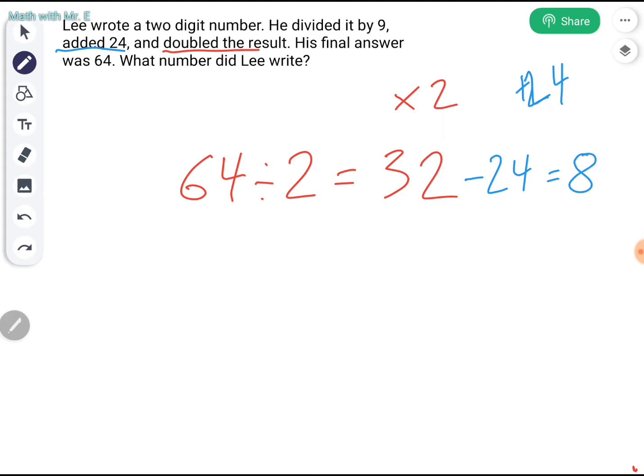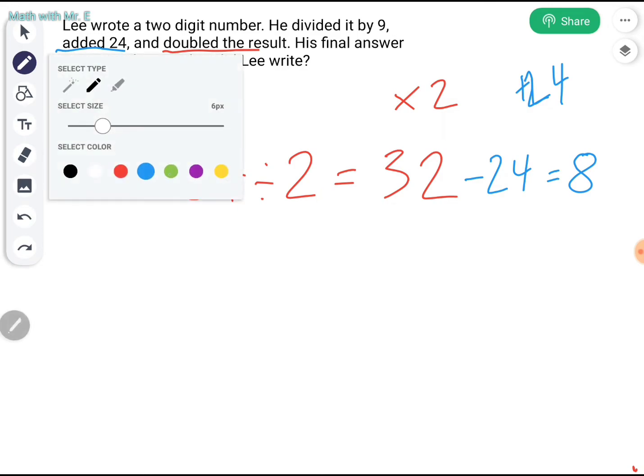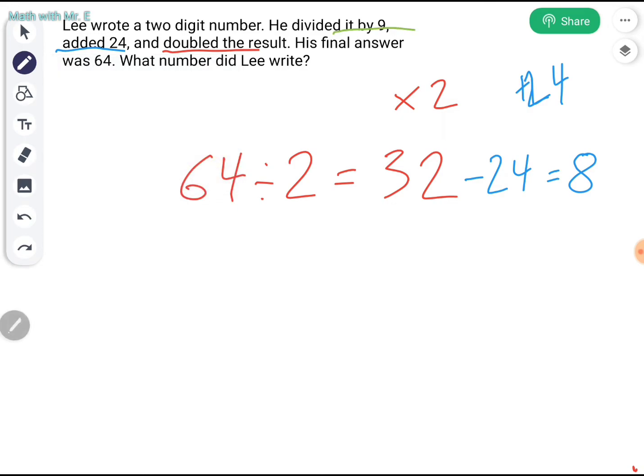And this number was divided by 9. So the opposite of dividing by 9 would be multiplying by 9. So we can take 8 and multiply that by 9, and we get 72. And that is indeed a two-digit number, so that would be our answer.